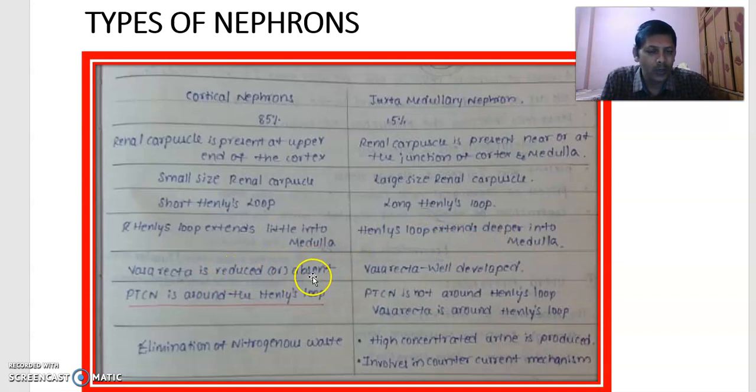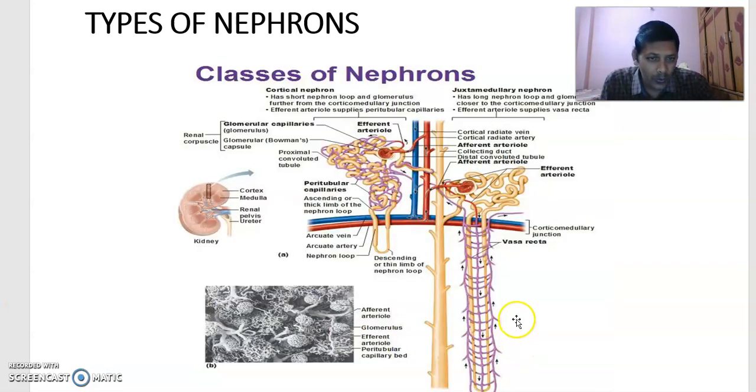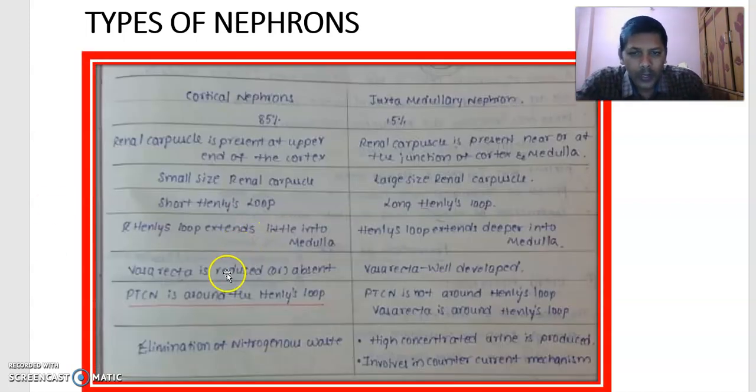In cortical nephrons, vasa recta is reduced or absent. In juxtamedullary nephrons, vasa recta is well developed. This is the vasa recta, the blue color one. Vasa recta is well developed here, and here vasa recta is absent. Very important point: vasa recta is well developed in juxtamedullary nephrons and reduced or absent in cortical nephrons.